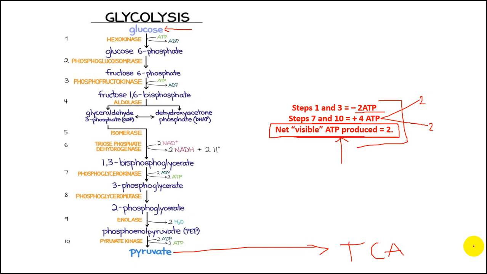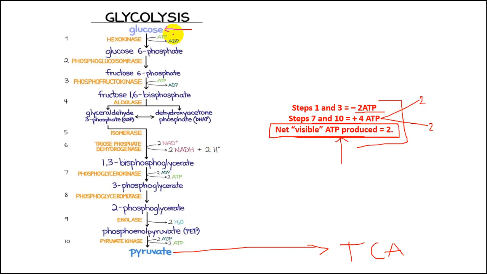So this was all about glycolysis. I hope you all were able to catch the main point of the glycolysis cycle, how the ATP is utilized, how the ATP is produced, and the net ATP at the end that we get.